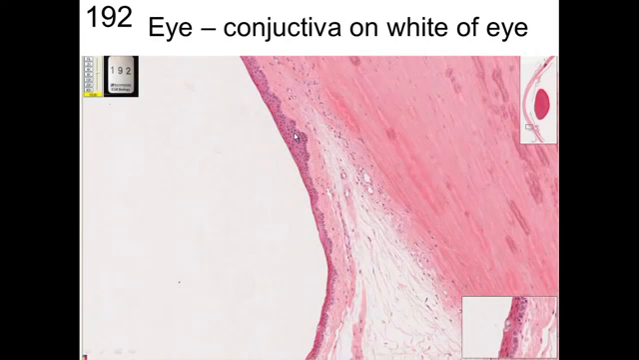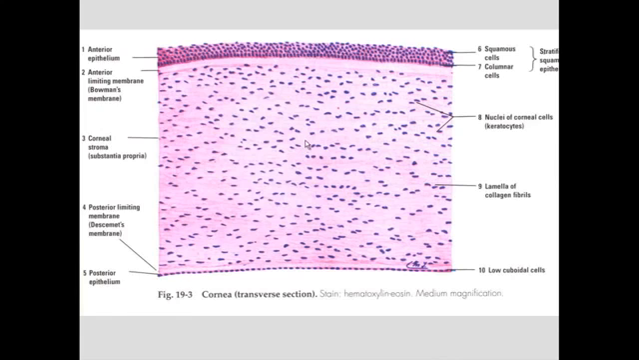Inside, on the white of the eye, this would be the sclera right in through there, which is the white of the eye. All around through there, we have the conjunctiva, which is between stratified squamous epithelium, and then it goes to a simple columnar epithelium with goblet cells.